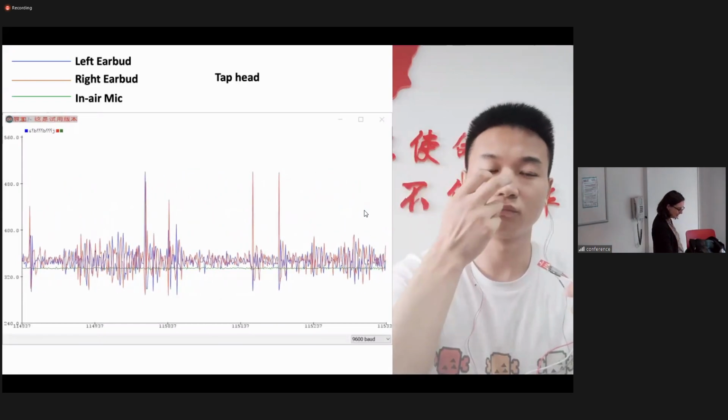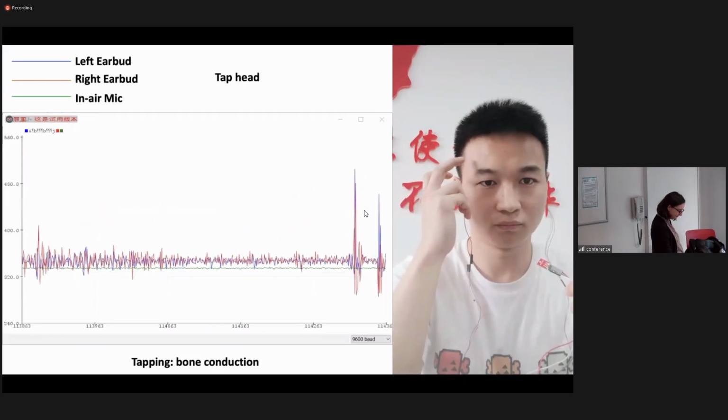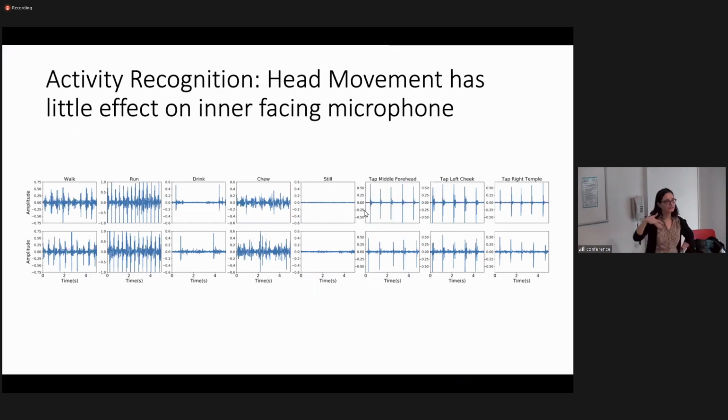And it can be easily detected. And if you remember those graphs at the beginning, you can see that when you don't move the head and when you move the head, if you do pattern matching, they're very similar, right? So we don't need to do much signal processing. We already have the signal for this kind of activities.